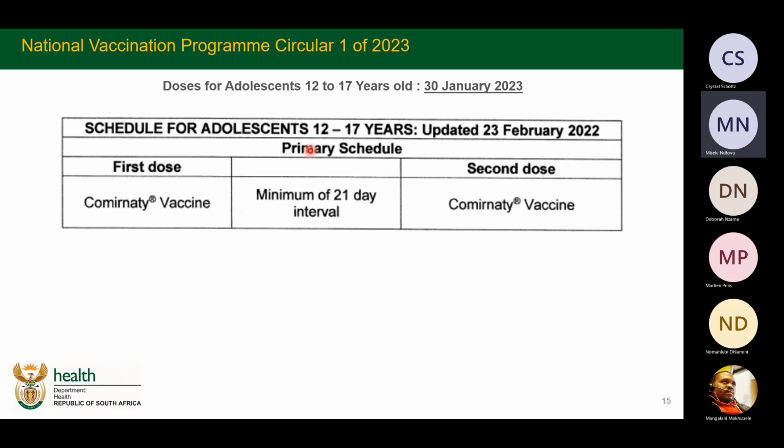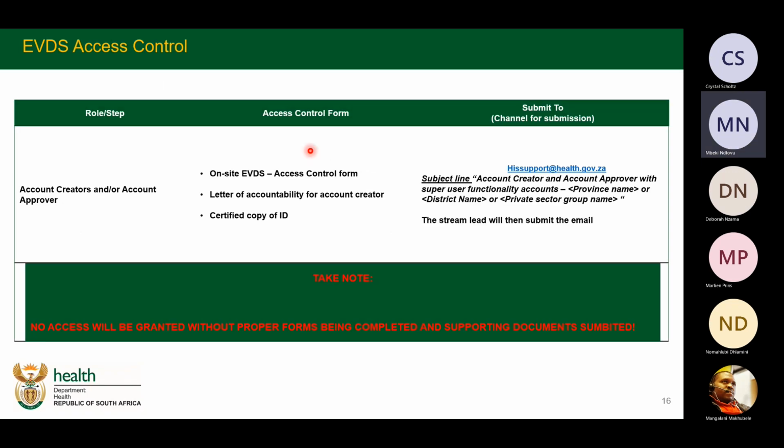Now, that takes us to the next slide where we talk about EVDS access control. Like I indicated, the first thing that you need if you're going to initiate on-site EVDS process is account creator and account approver. And if you want those particular roles, what you need to do is fill in the on-site EVDS access control form. And then there is also a letter of accountability for account creator, and then a certified copy of your ID.